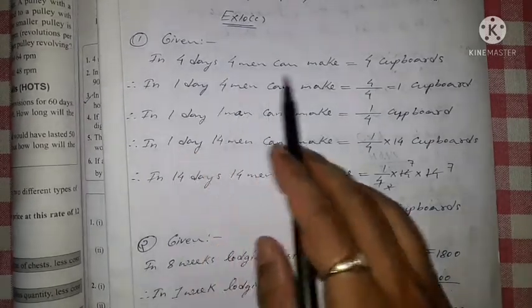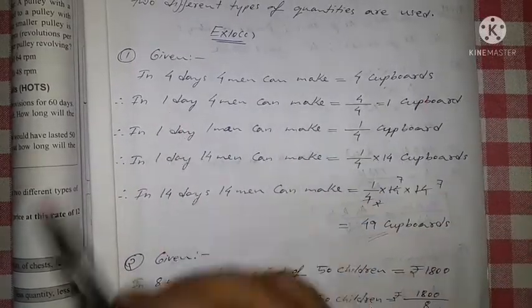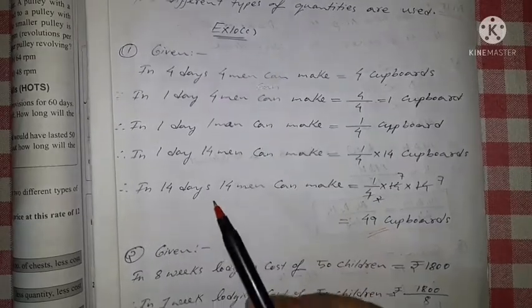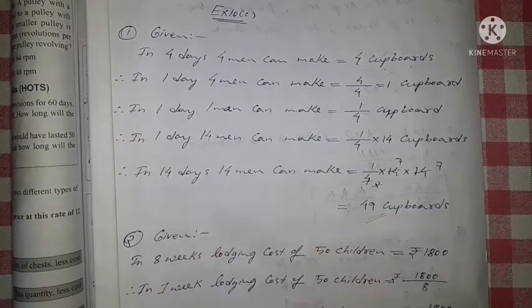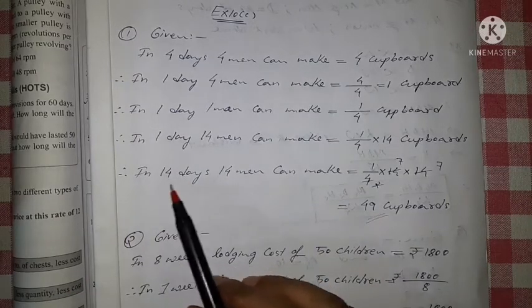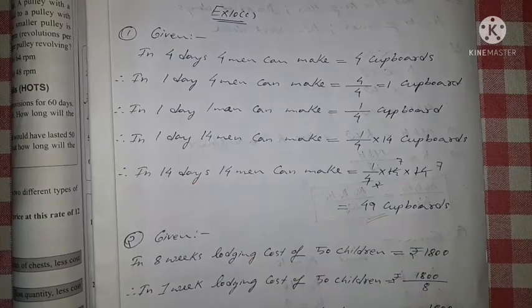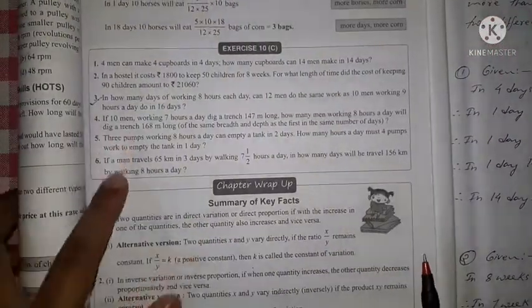So first we take whatever is given, then we find the number of cupboards made in 1 day, then in 1 day by 1 man, then the number of cupboards made by 14 men in 1 day, and finally the number made by 14 men in 14 days. So then let's move to question number 2.